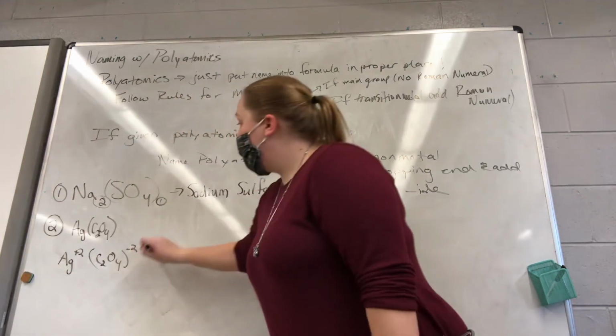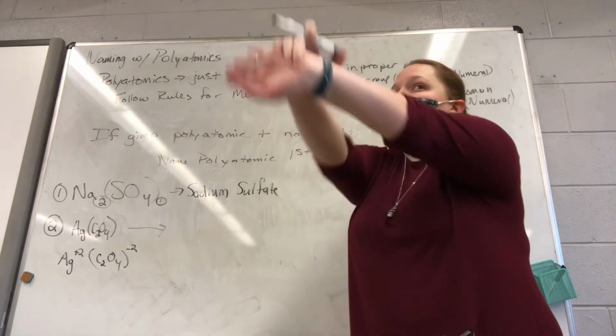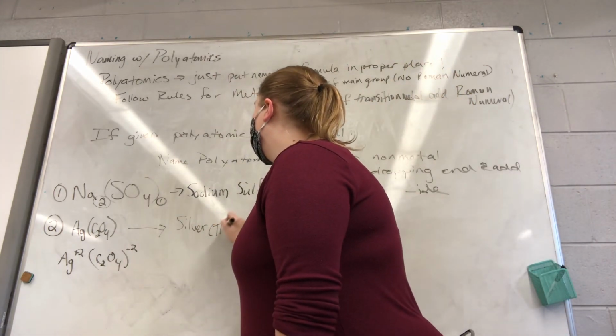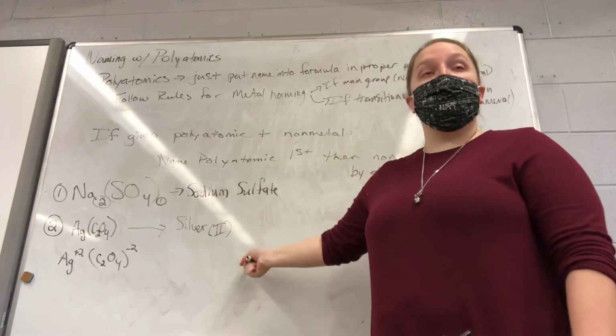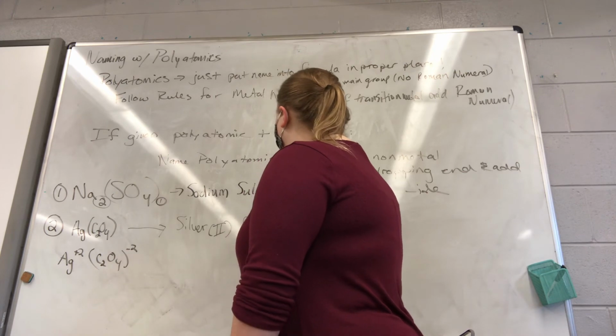Okay, so now we know the charges. How do we name it? Silver. 2. Why do I need the Roman numeral? Transition metal. Oxalate.